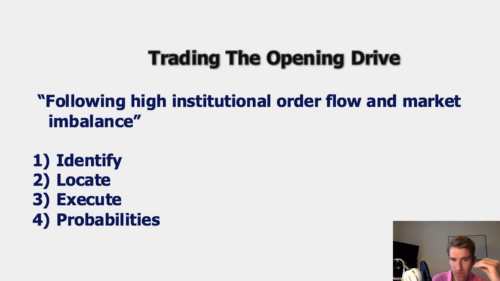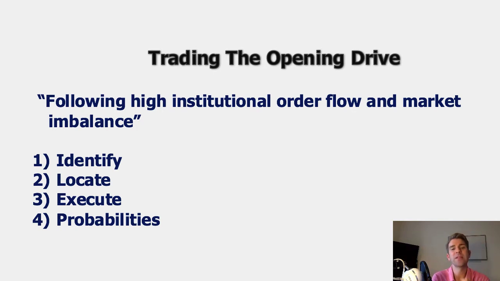Okay, so we've got a 4-step process to trading the opening drive. So we're looking to, again, follow high institutional order flow and market imbalance in that opening bell. And I'm talking specifically now about indices. I'm talking about stocks. Really, this is an indice type strategy. One for the DAX, one for the CAC, one for the FTSE, one for the S&P 500, that kind of thing. Can be used elsewhere, but it's really focused on that.